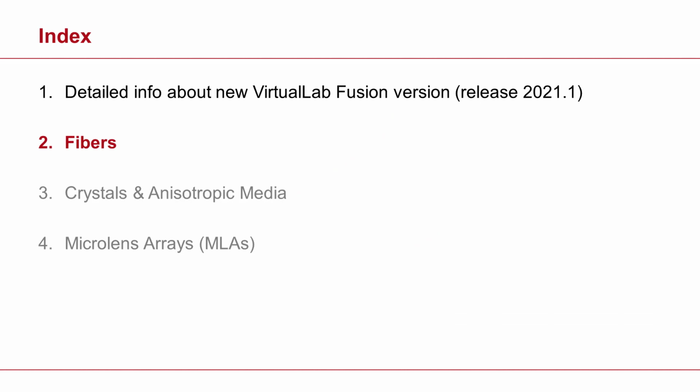With that, we conclude the first block of content on fibers, as we have seen lots of exciting new features there, and move on to the next block, crystals and anisotropic media. And the first example that we're going to look at here is Birefringence.